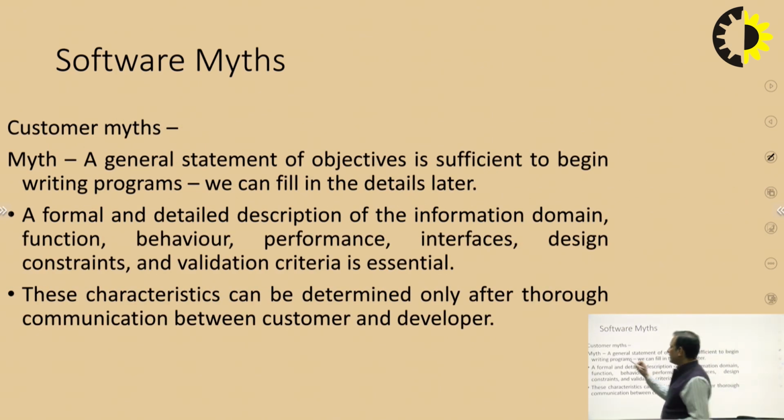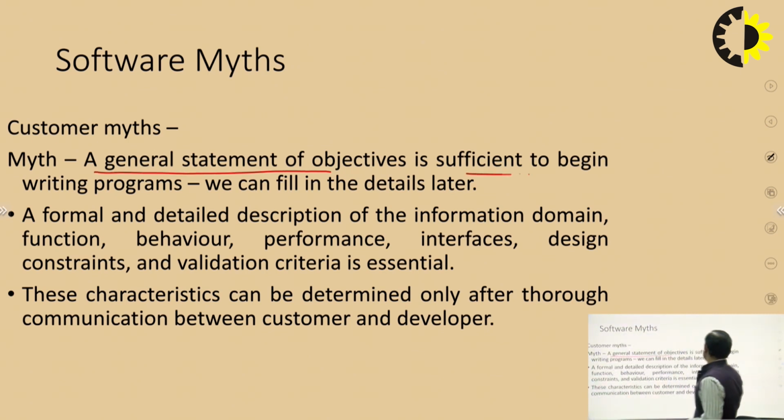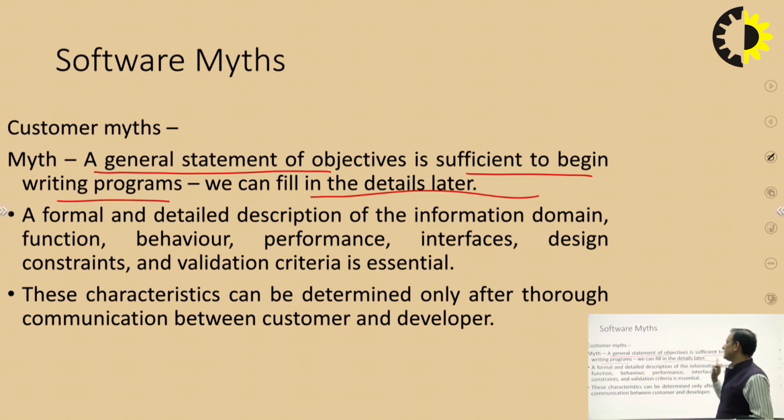Some customer myths are also there. A general statement of objective is sufficient to begin writing programs. We can fill in the details later. The reality: a formal and detailed description of the information domain, function, behavior, performance, interfaces, design, constraints, and validation criteria is essential. So these characteristics can be determined only after thorough communication between customer and developers.